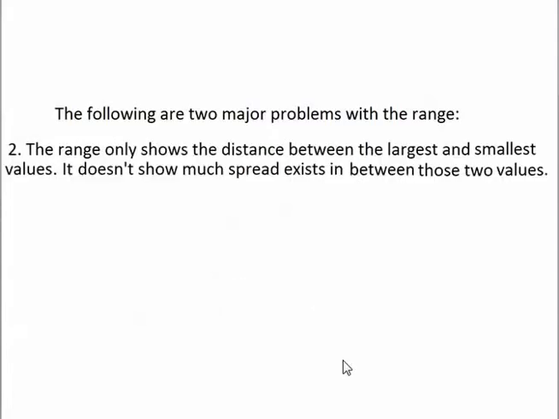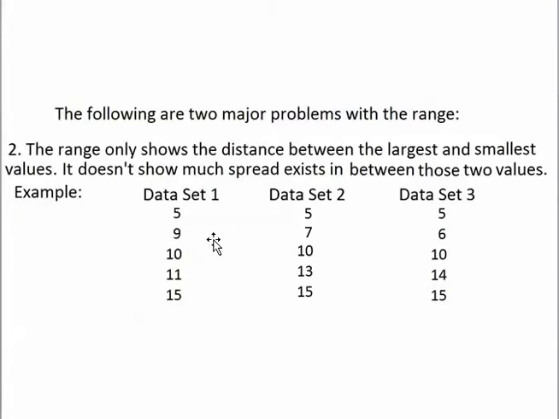Also, the range only shows the distance between the highest and lowest values. It doesn't show anything about how much spread exists in between those 2 values. So here's an example. Here we have 3 different data sets. Right here, the 3 middle values are 1 apart. Here they're 3 apart. Here they're 4 apart.